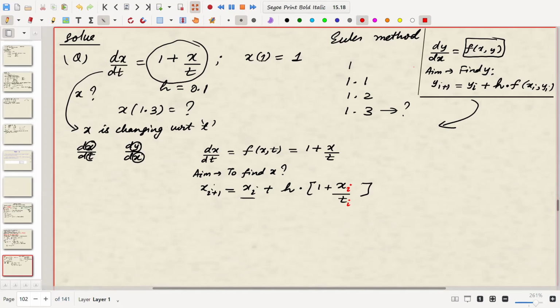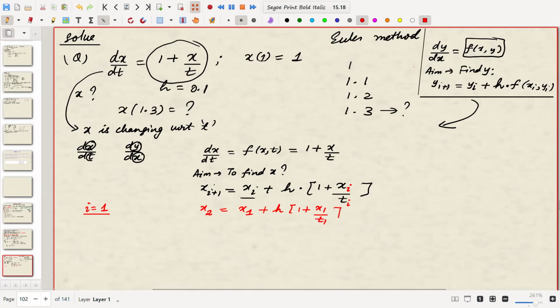Got the idea? Now what should you do? Put i equal to 1. What you will get? x2 equals x1 plus h into 1 plus x1 by t1. So x2, what is x1? Given that you know, x1 is 1, t1 is 1.